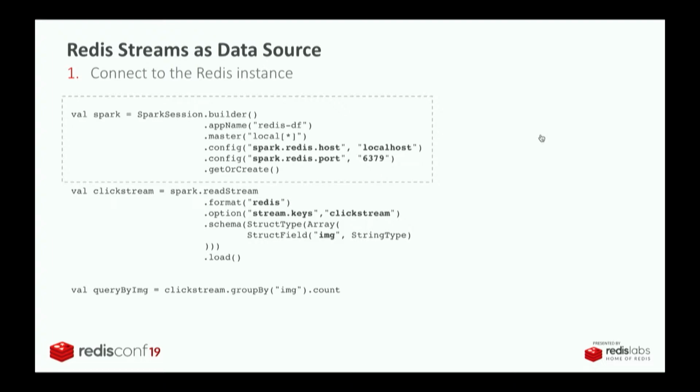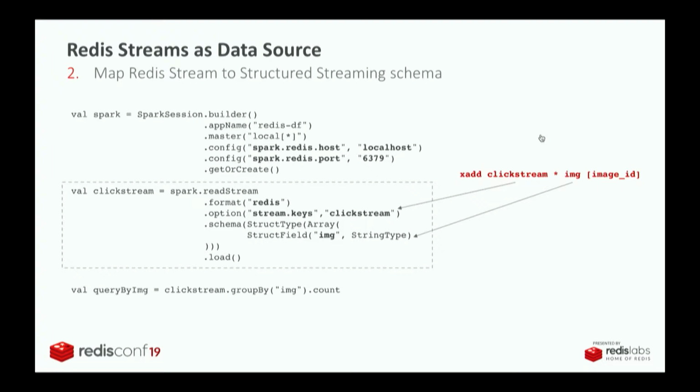At the top, I'm connecting to Redis. In this case, I'm connecting to the database on Redis Cloud. But in this screenshot, I connected to a local host Redis. And this second part is where I am interpreting the stream data. The stream I call click stream. That's the key name. And if you remember, I had a few key value pairs, and I called the key img for image. So that's what I'm telling here. This is how Spark is interpreting the stream data in the Redis stream as a micro batch.